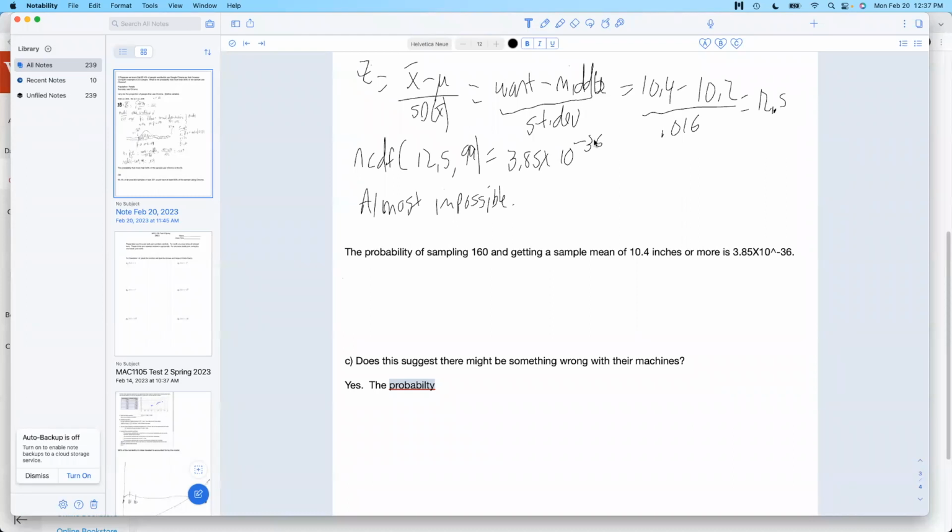Or there was something wrong with the sample. What do we mean? Why would there be something wrong with the sample? Where are we getting the sample from? The machine is spitting them out. Like I just grabbed them at random. The machine's supposed to be spitting them all out the same size. There's probably something wrong with the machine.